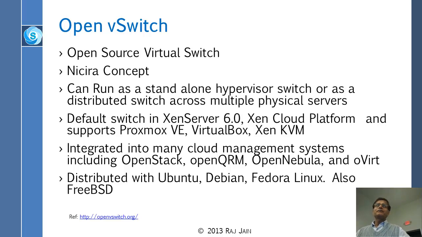Now, what is OpenStack? OpenStack is basically a cloud management system. So when some company has a cloud, they will need one of the cloud management systems, and these are all the list here: OpenStack, OpenQRM, OpenNebula, oVirt. These are all cloud management systems. These are the ones that you use to tell that I want so many VMs, and those should be on these physical machines, and they should be connected like that. All of them use Open vSwitch. It is distributed with Ubuntu, Debian, Fedora, Linux, everything else.